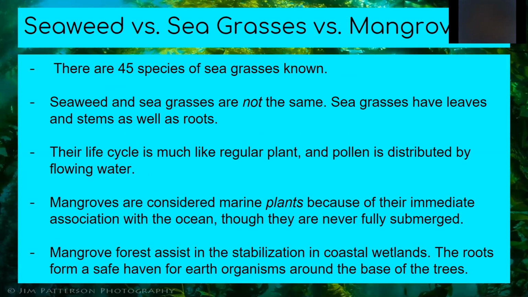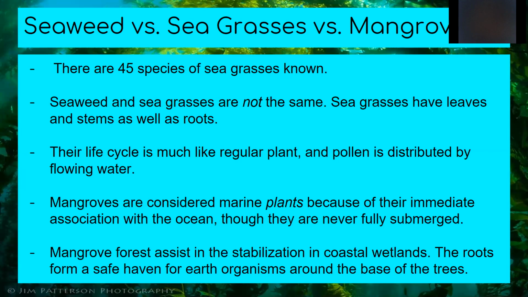Now, let's talk a little bit about the difference between seaweed and seagrasses. So like I said, seagrass is actually a plant, where seaweed, as we know now, is an algae. Seagrasses are not going to be nearly as plentiful as seaweed. Seaweed, we said there's over 7,000 species. Seagrasses, there's only going to be around 45 species known. A lot of these are going to be in very shallow waters, more so than our deeper depths.